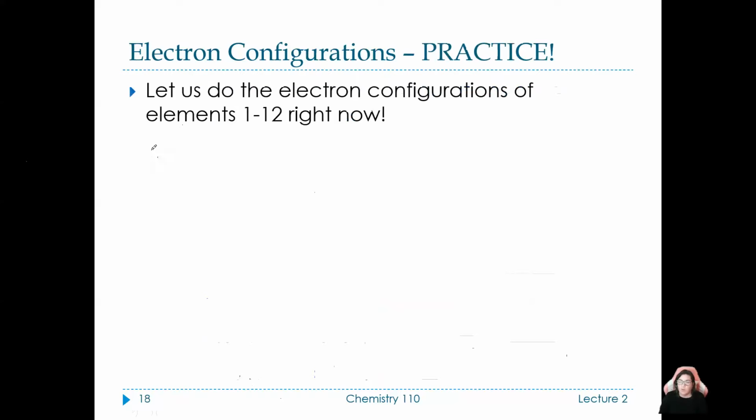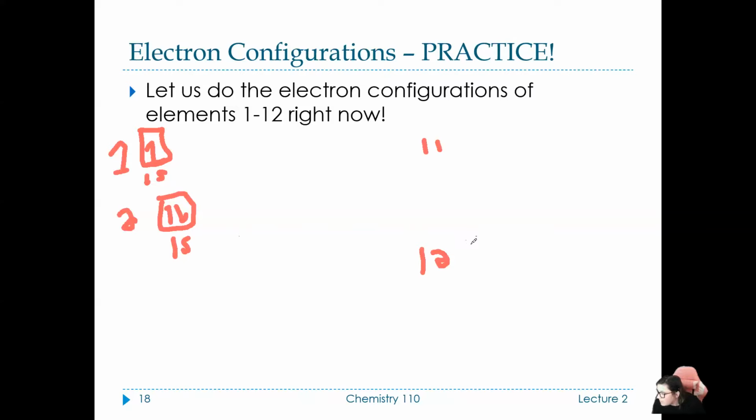And if we talk about 1, this is the 1s orbital, has 1 electron. So that's number 1. Number 2, again, we have the 1s orbital. I have 2 electrons, so 1 up, 1 down. So that's 2. We're going to do 11 over here, and then we're going to do 12 down here.